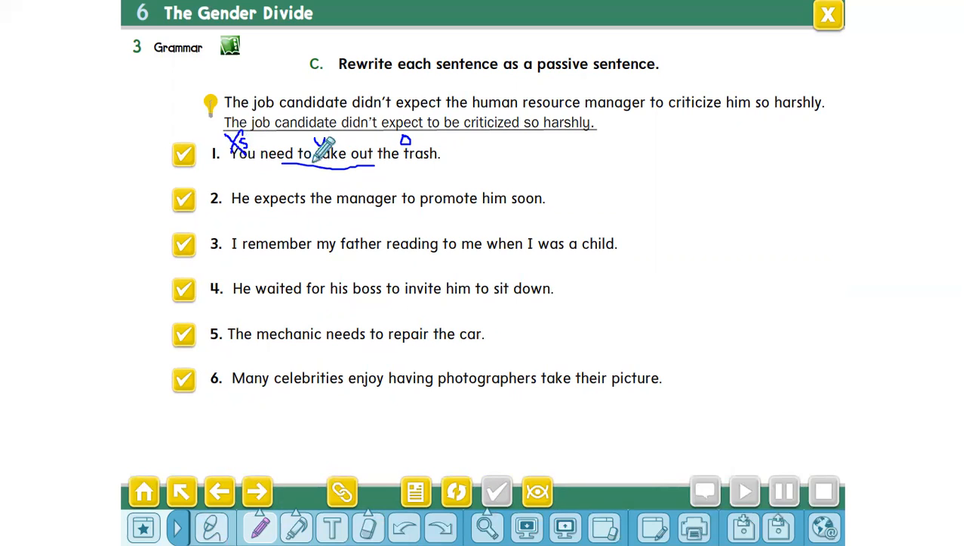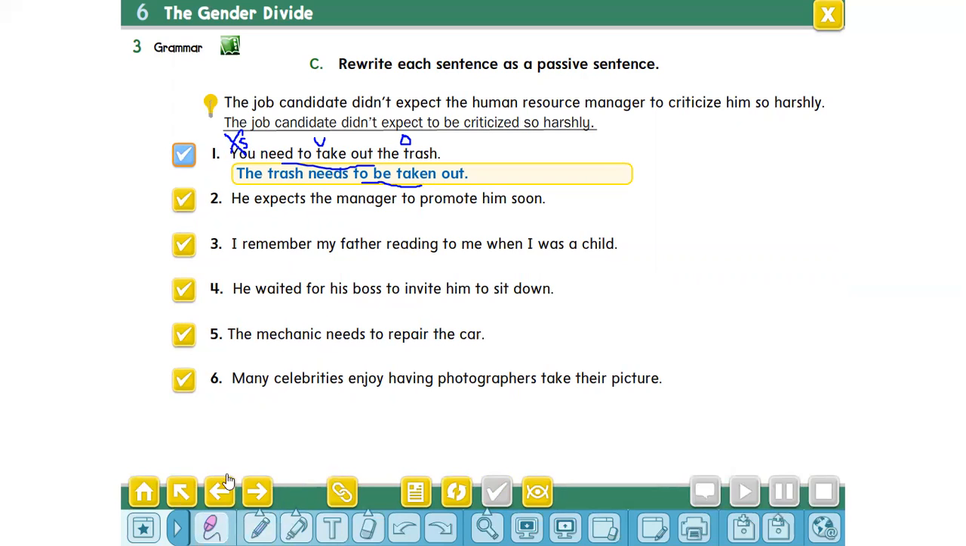What about the verb to? Excellent. To should be followed by be plus past participle. Very good, my dear students. So the trash needs to be taken. We will start with object, needs to be plus past participle.